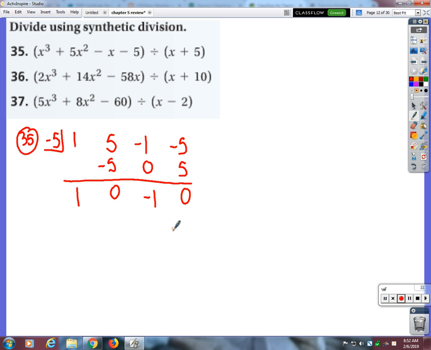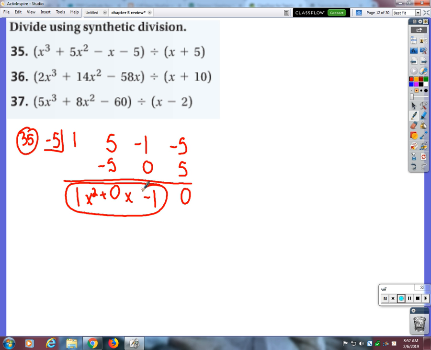Okay, thank you. So since we started with an x cubed, what's this? It goes down 1. Okay, yeah, so this would be 1x squared plus 0x minus 1. That is my answer. That's what I get when I divide. Of course, you can just write that as x squared minus 1, but, you know, whatever. Okay?